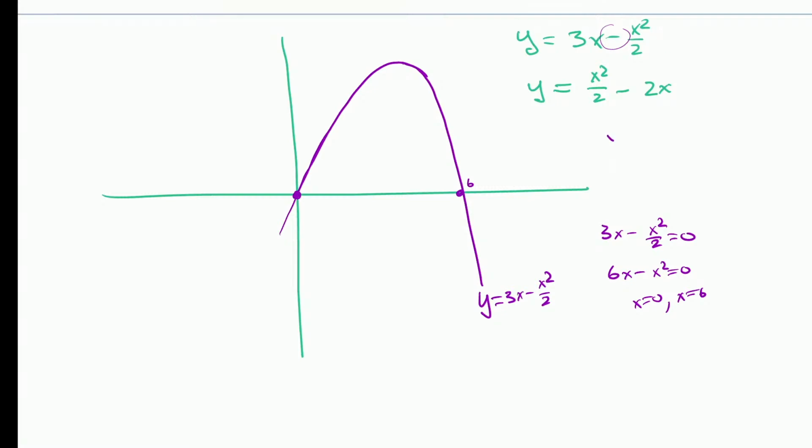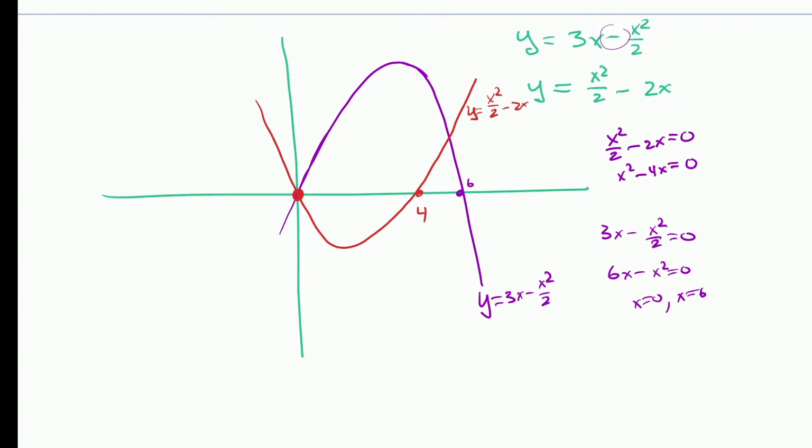So y equals x squared over 2 minus 2x. I'll set that equal to 0 just to find out where this is going to intersect with the x-axis. Looks like it's going to intersect at 0, conveniently, and 4. So here's 4. So this thing is going to look something like this. I'll try to do a better job. So there's that one, y equals x squared over 2 minus 2x. It'll be a parabola opening upward. It's not perfect, but good enough. I just want to get a good idea of what this looks like.